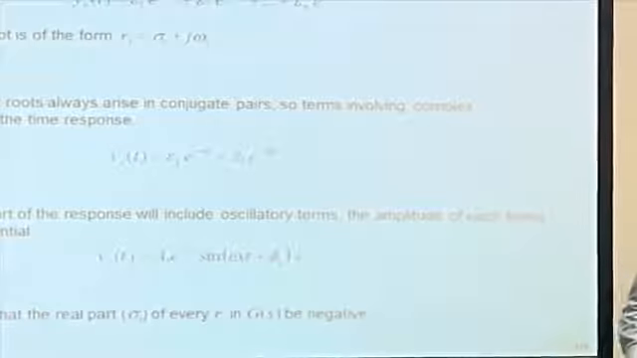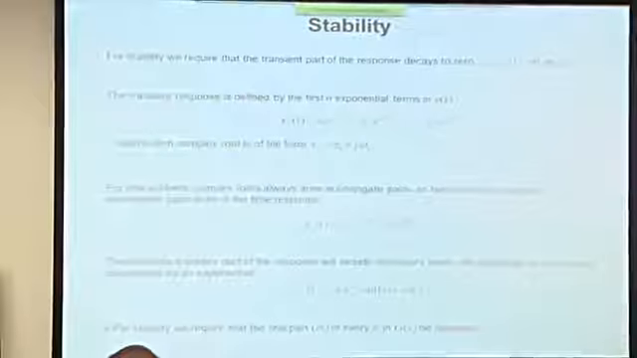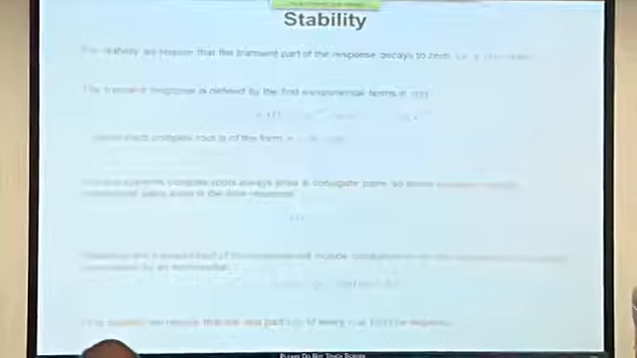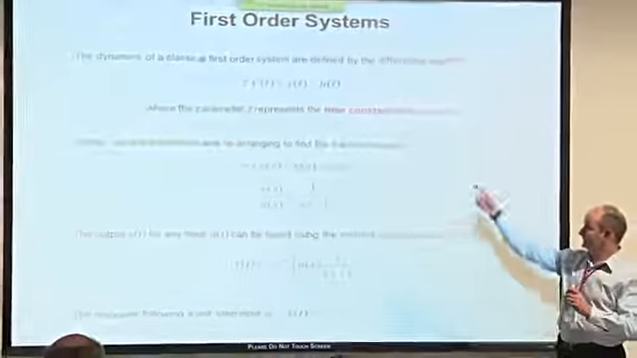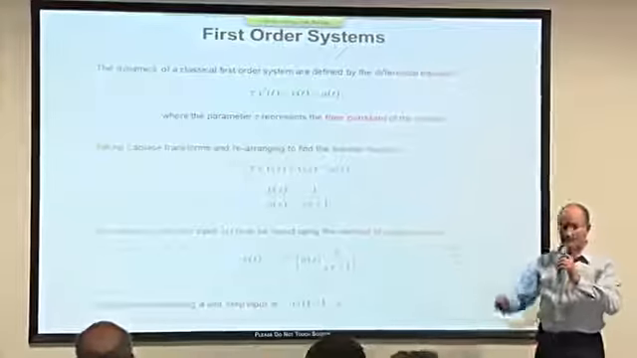Now we're going to use this theory applied to some very simple systems. First of all, we're going to look at first-order systems, and then we're going to look at second-order systems. The first-order system has a differential equation which, at least the one I'm going to look at, looks like this.